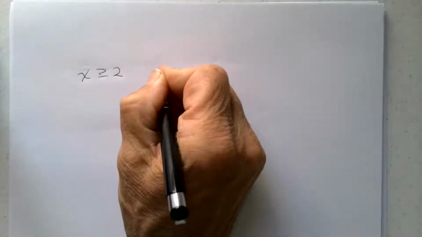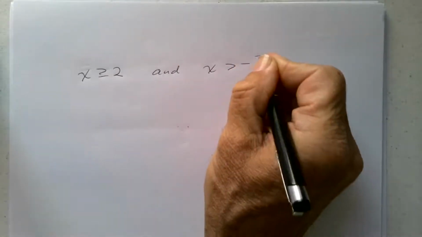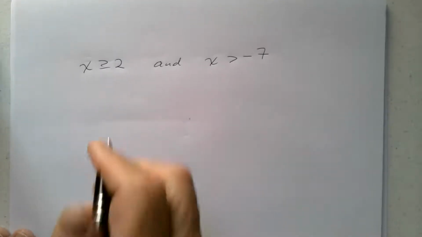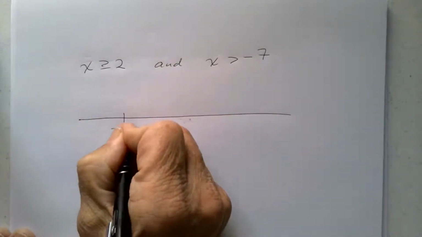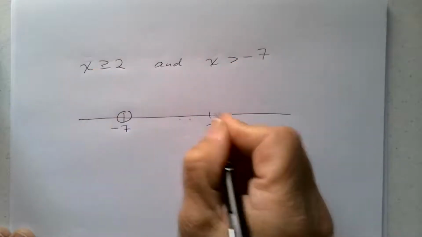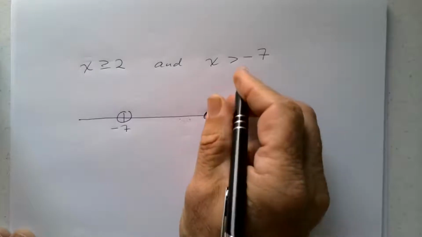What if we had this? What if we had x is greater than or equal to 2 and x is greater than -7? Again, we're going to look at this and we're going to ask ourselves, where are both true simultaneously? So we draw our number line. -7 comes first. 2 comes second. Greater than, open circle. Greater than or equal, solid circle. Now, which directions are these going?